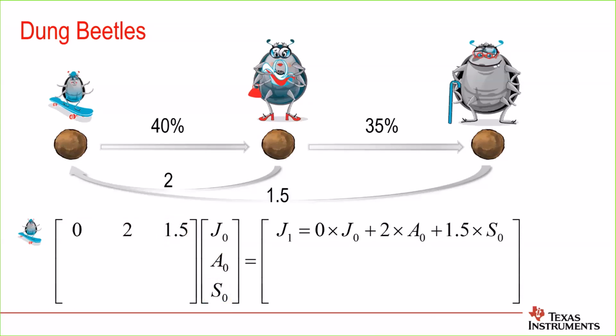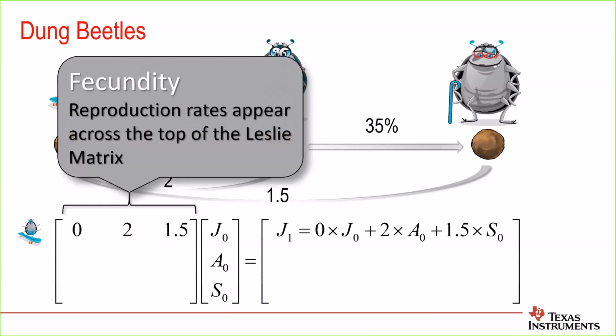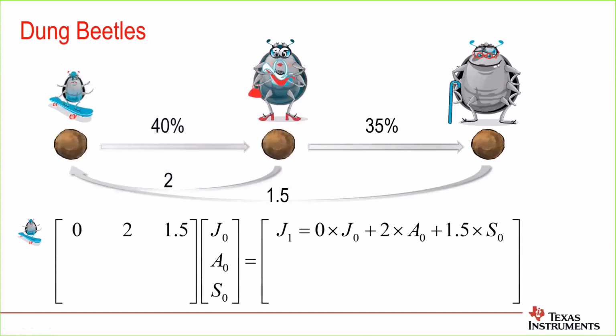Now this first row is often referred to as the fecundity row, because it's the reproduction rates, and they appear across the top of the matrix. So we can see where those figures have come from. And let's have a look at the second row. I think you've probably figured out what's going to happen there.